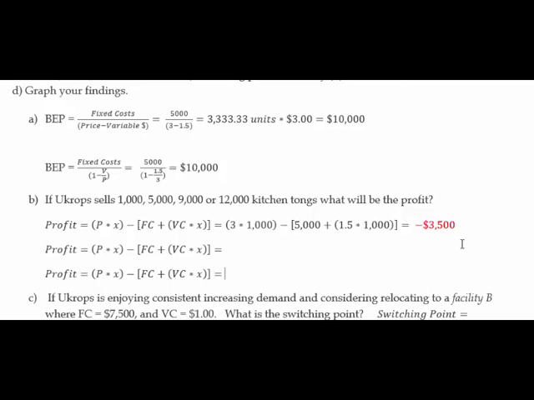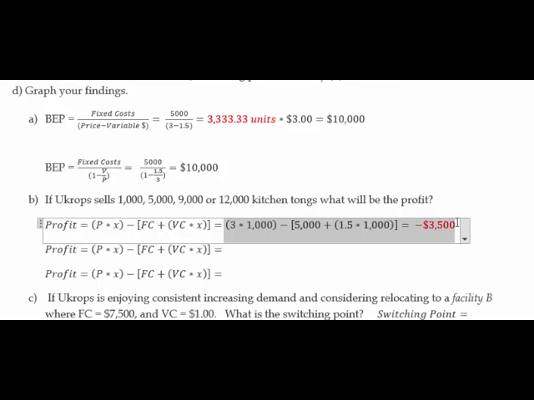So if we just sell 1,000 units, we're going to lose money. Now, let's go back up here for just 1 second and do sort of a sanity check. Of course, this says we have to sell 3,333 units, or else we're not going to even make a profit. So if you ever had a test question like this, you wouldn't need to even calculate this, because you know there will be no profit, because we don't even break even until we sell 3,333.